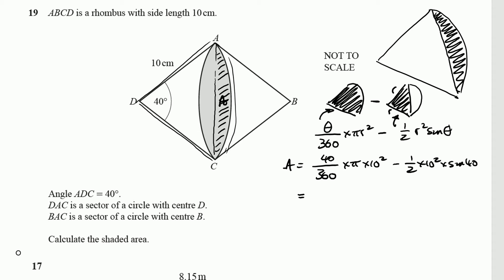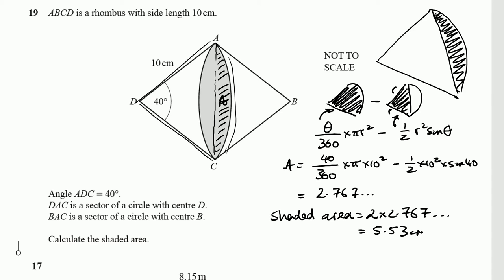So 40 over 360 times pi times 10 squared minus a half times 10 squared times sine 40. That's all coming out as 2.767. So the shaded area is just double that. And that's coming out to be 5.53 centimeters squared.